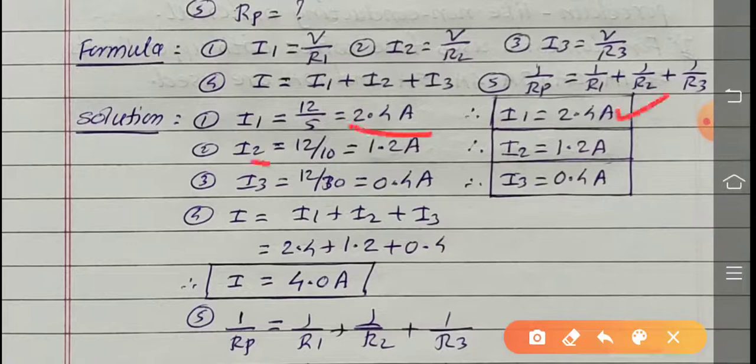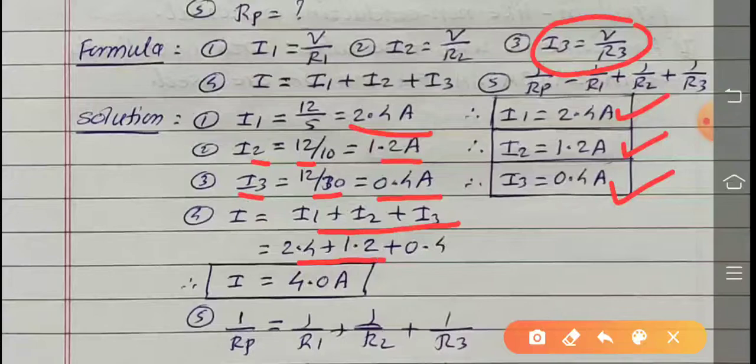I2 is equal to what? V value is 12 divided by R2, the second resistance, which is 10. So 12 upon 10 means 1.2. So I2, the second current passing through R2, is 1.2 ampere. I3 equal to, what is the formula of I3? V value is 12 divided by R3. R3 is 30. After division, we get the answer 0.4 ampere. The value of I3 is 0.4. So what is the total current? I is equal to I1 plus I2 plus I3, making the addition. So 2.4 plus 1.2 plus 0.4. We get the answer 4.0, that is 4 ampere.